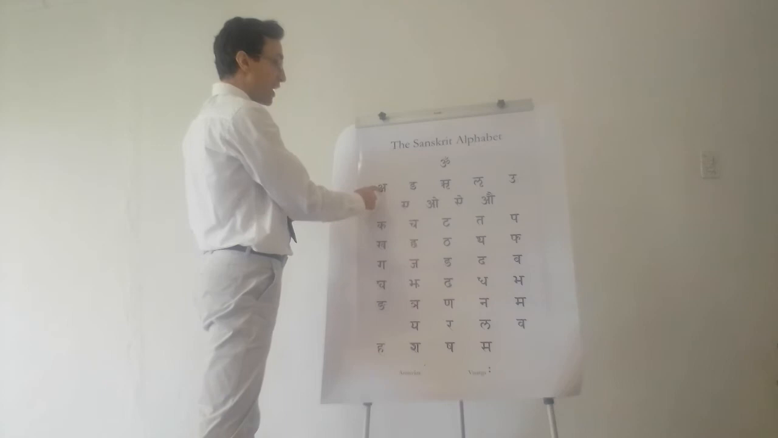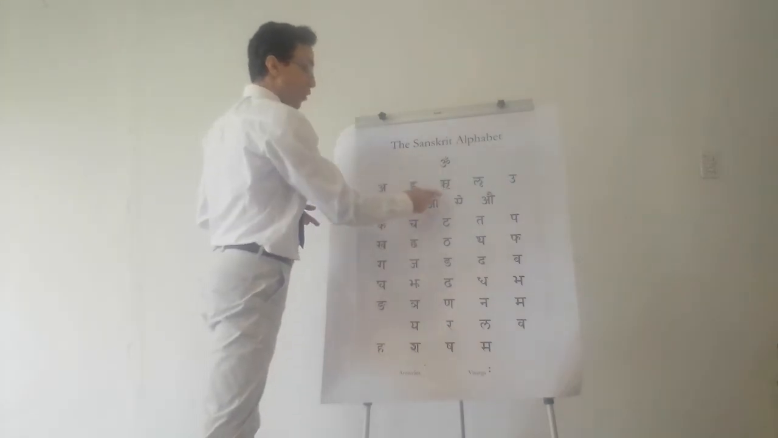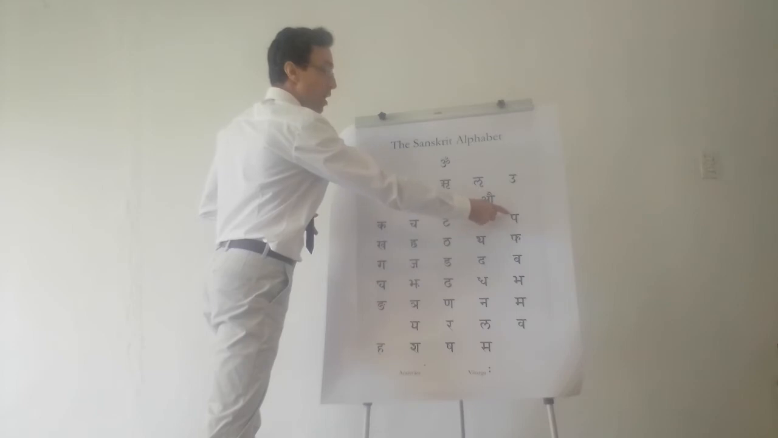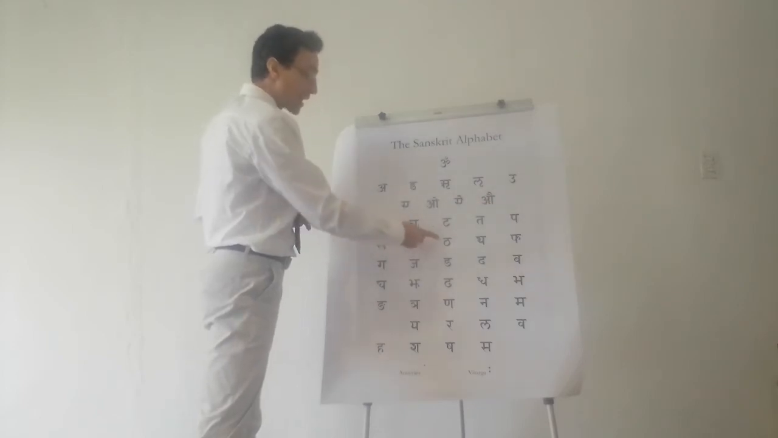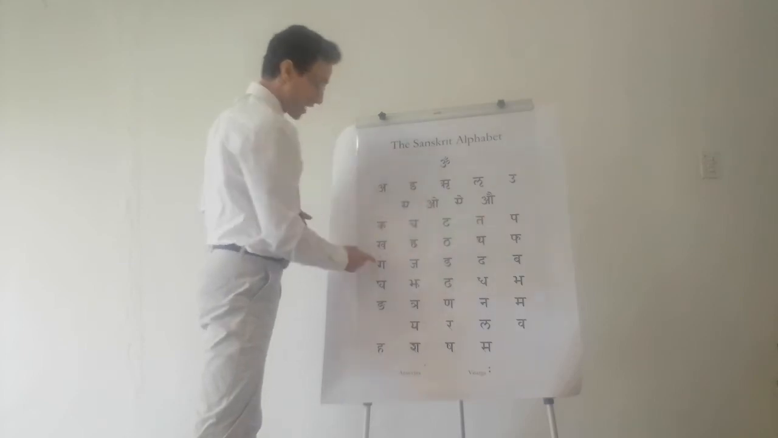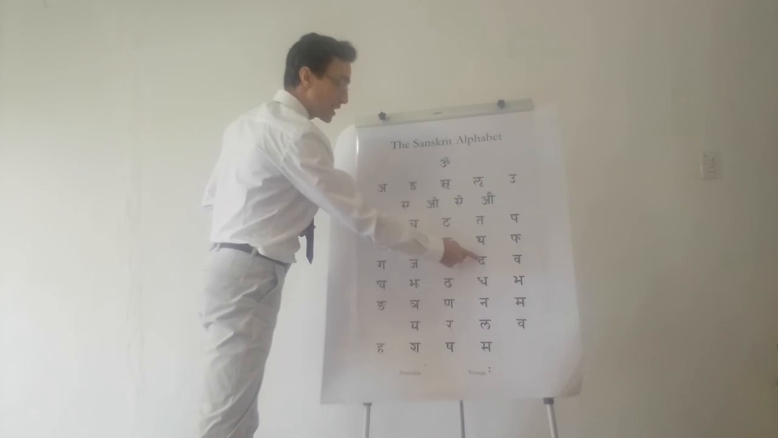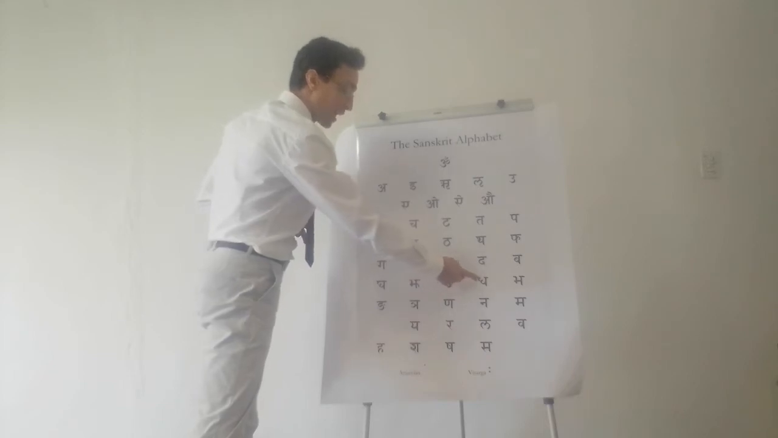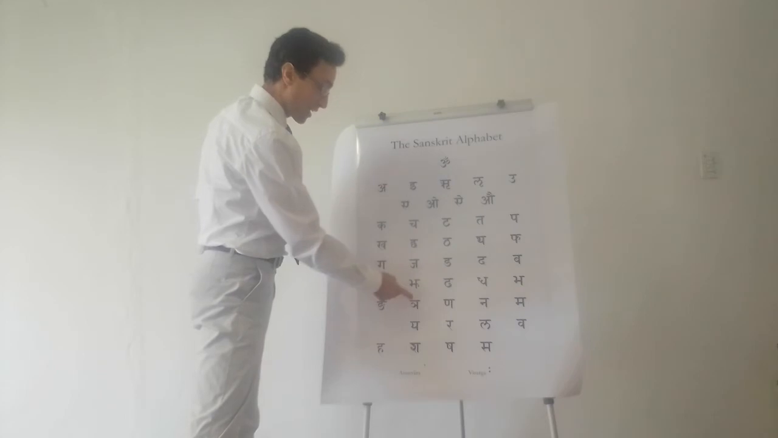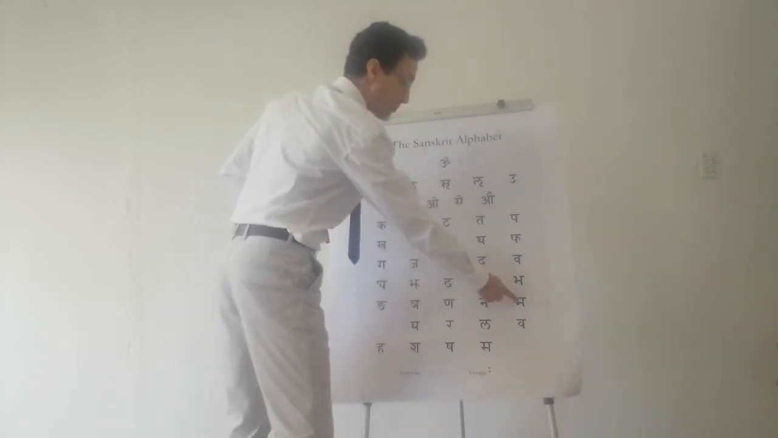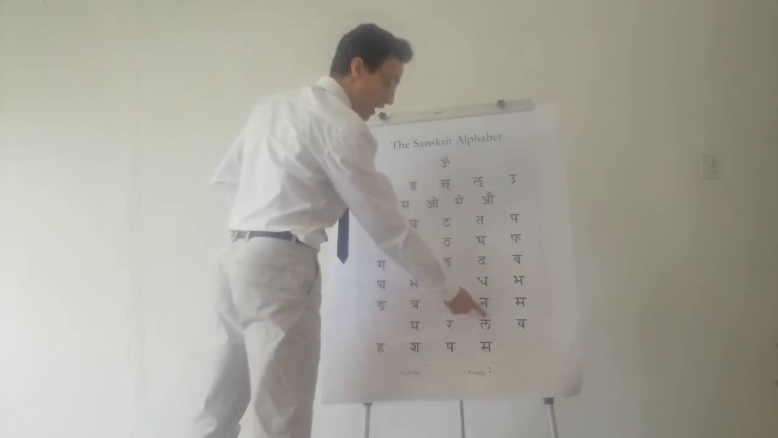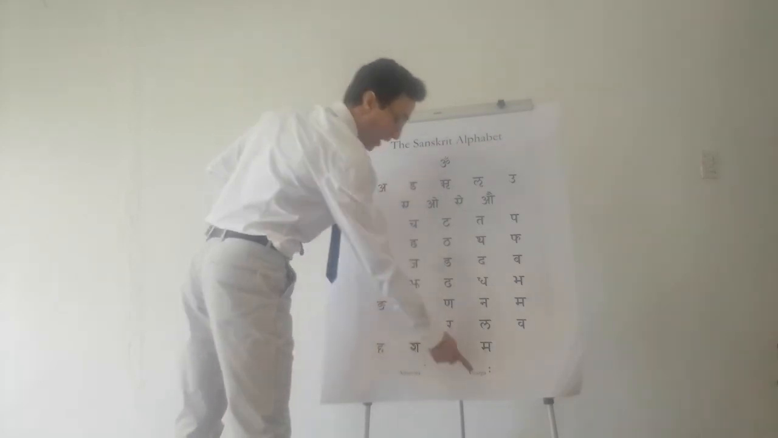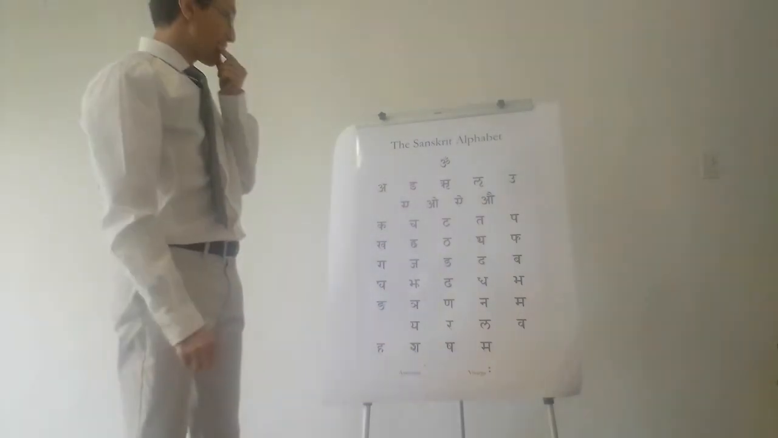So we have Om, then A, I, R, L, U, E, O, I, A, Ka, Cha, Ta, Ta, Pa, Ga, Ja, Da, Da, Ba, Nga, Nya, Na, Na, Ma, Ya, Ra, La, Va, Ha, Sha, Sha, Sa, Aha. Right.